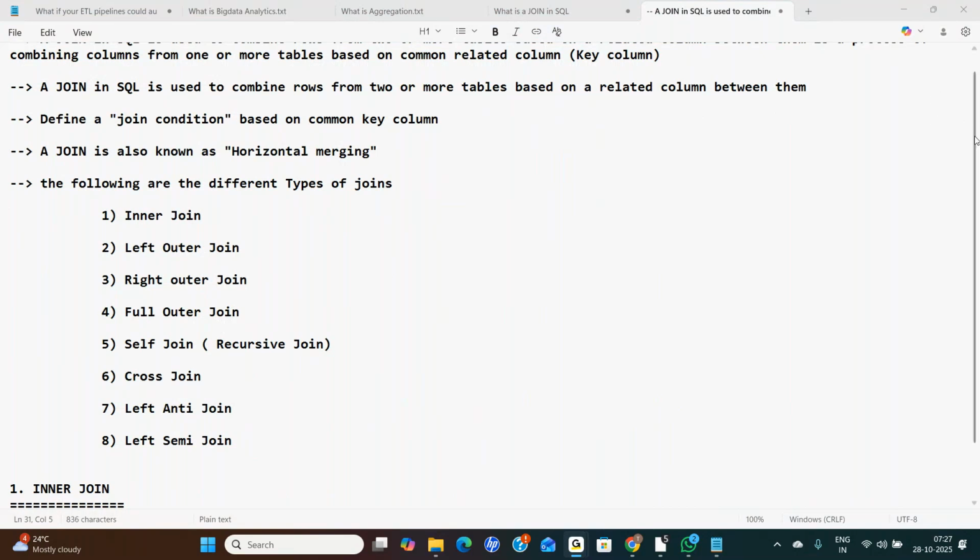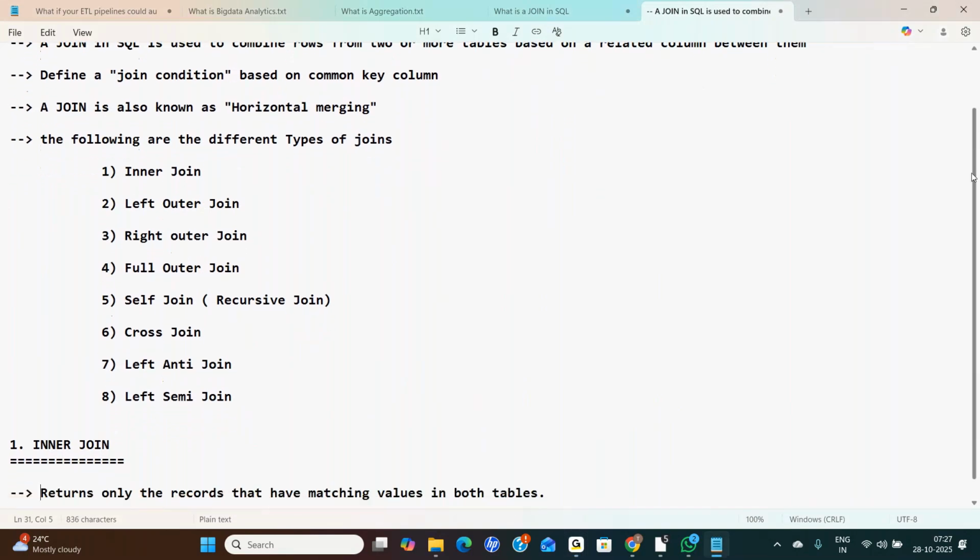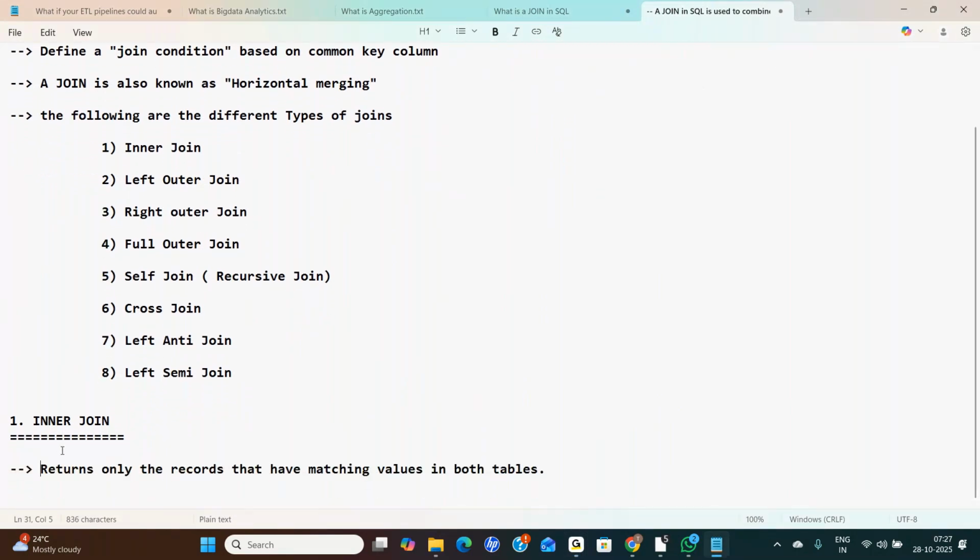See, guys, what does an inner join say, sir? An inner join is also known as an equi-join, or standard join, or a normal join. There are many naming conventions. It returns only records that have matching values in both the tables.